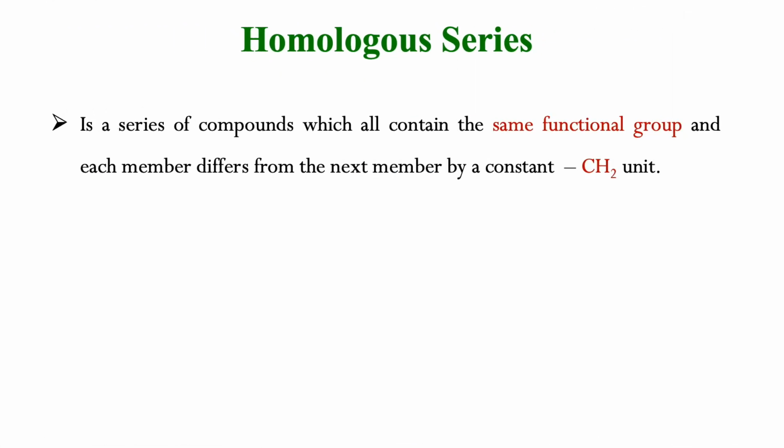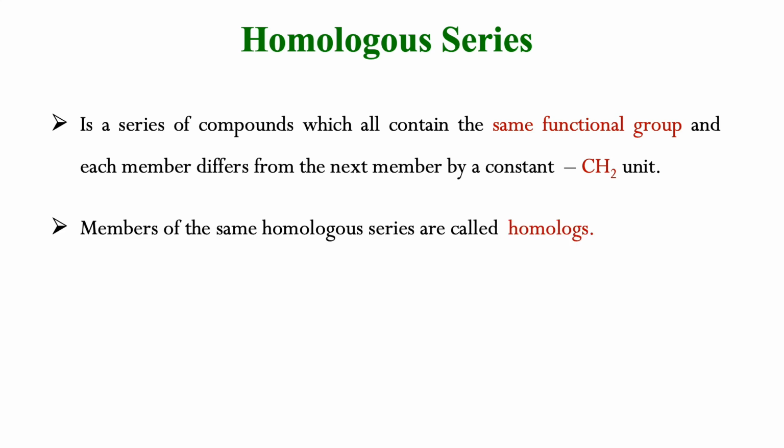Now, let's look at the homologous series definition. A homologous series is a series of compounds which all contain the same functional group, and each member differs from the next member by a constant CH2 unit. Members of the same homologous series are called homologues.